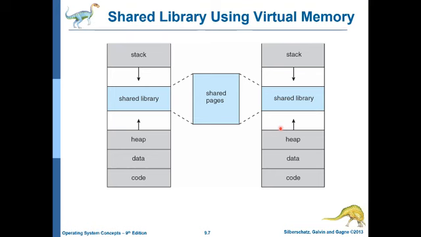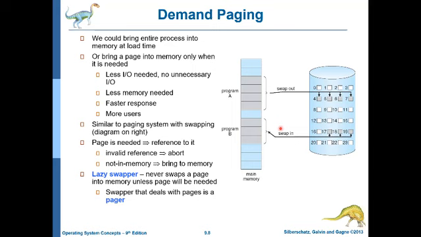Now, as I told you before, what we need is the concept of demand paging, which means that we will load only those pages which are needed into the RAM. So the idea is that although we can bring the entire process into main memory at the same time, this is not desirable, this is a waste of space. So we will bring only some pages into memory when there is a need for that page. And this is the concept of demand paging.